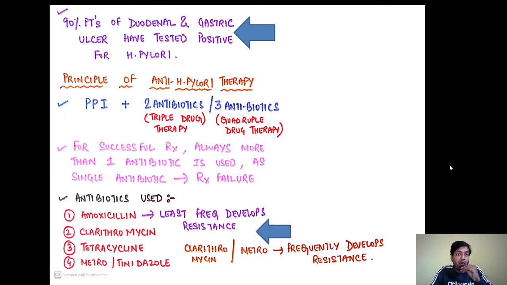So what is the principle of anti-H. pylori therapy? Now we are going to discuss how we treat a patient who has tested positive for H. pylori. We are going to give one proton pump inhibitor to the patient, and we are going to use either 2 antibiotics. In that case it becomes a triple therapy: 2 antibiotics and 1 proton pump inhibitor. Else, we are going to use 3 antibiotics. Then it becomes a quadruple drug therapy: 1 proton pump inhibitor and 3 antibiotics. 3 plus 1 is 4.